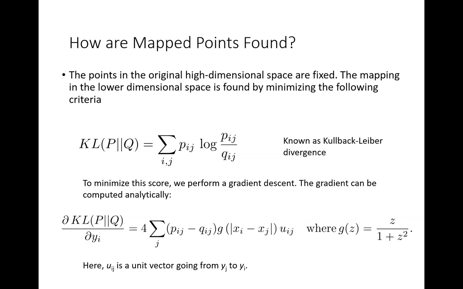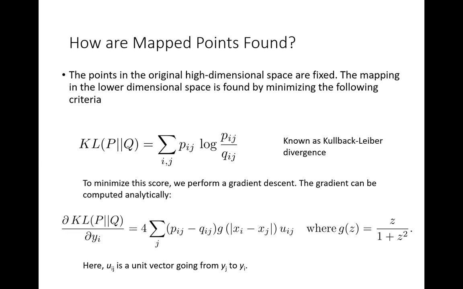So mapping is done by defining a criterion function and then optimizing that criterion function using a search technique. Basically, you can say that the points in the original high dimensional space are fixed because those are given. Mapping in the lower dimensional space is where we can move them a little bit around and get better results. We can do that by minimizing the criterion that is shown here.